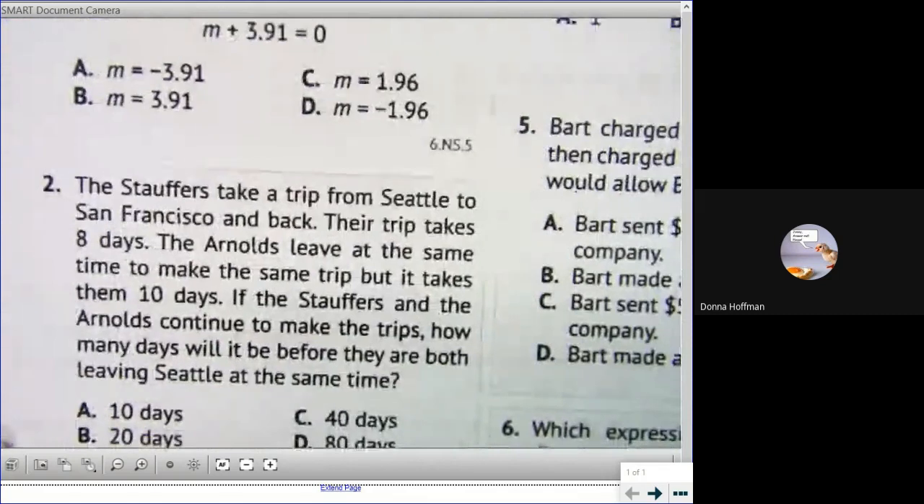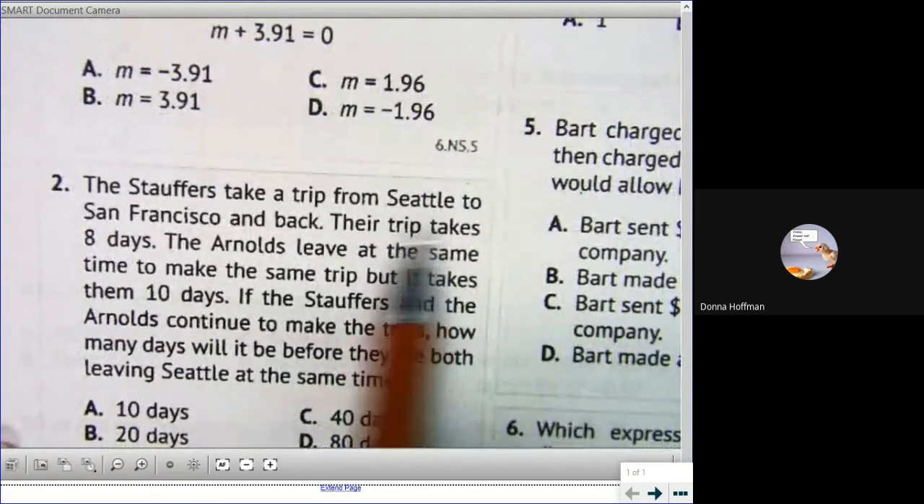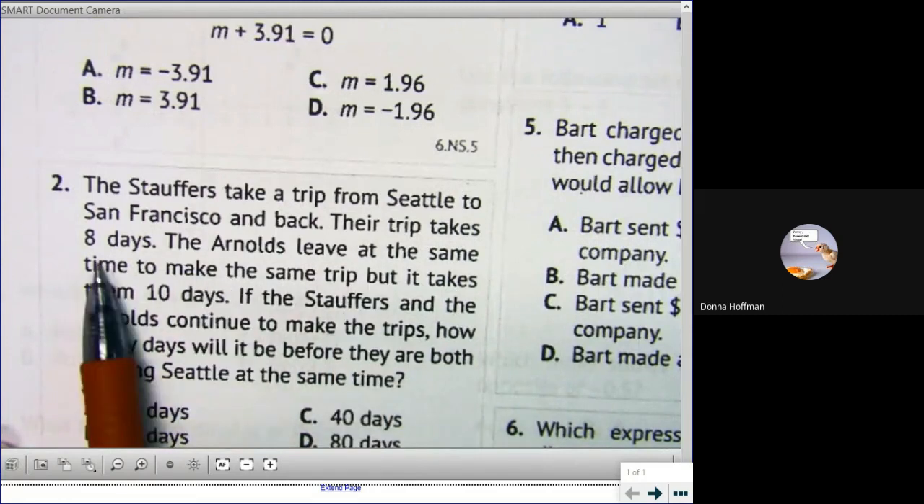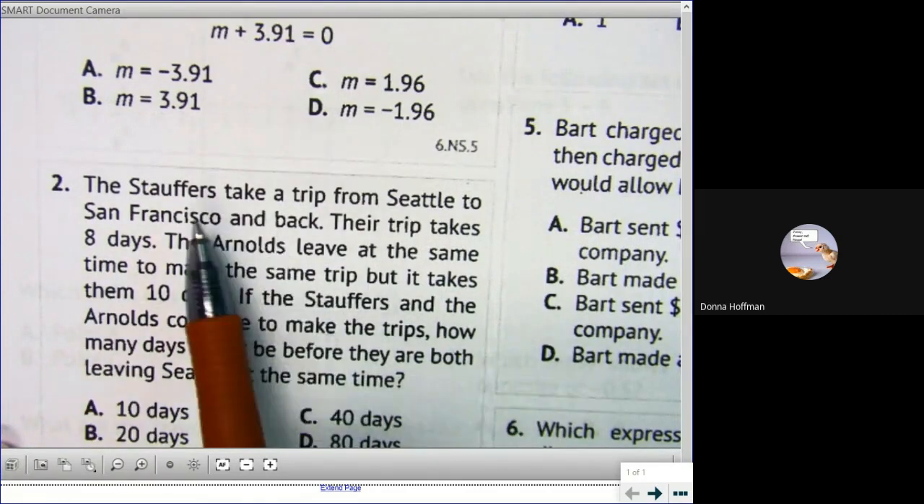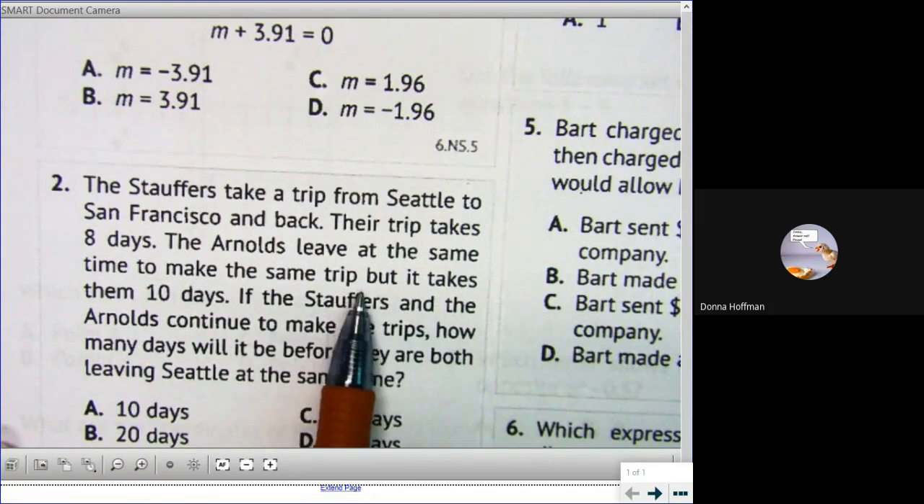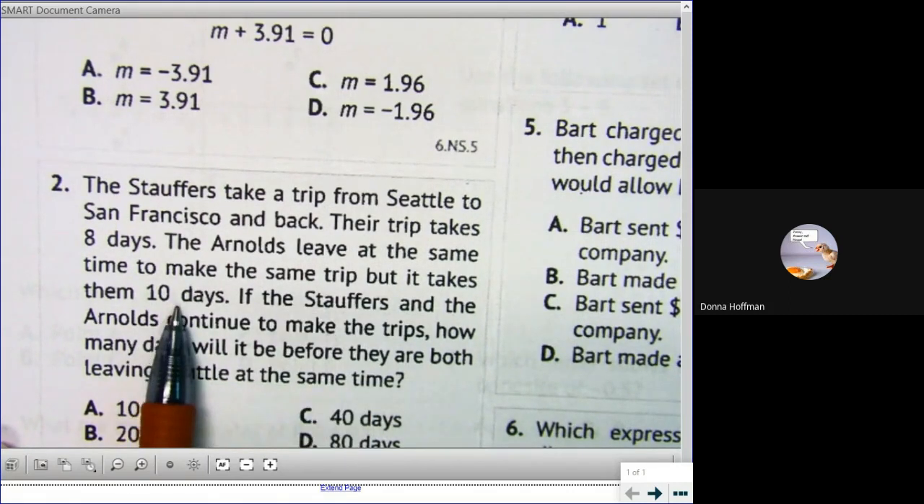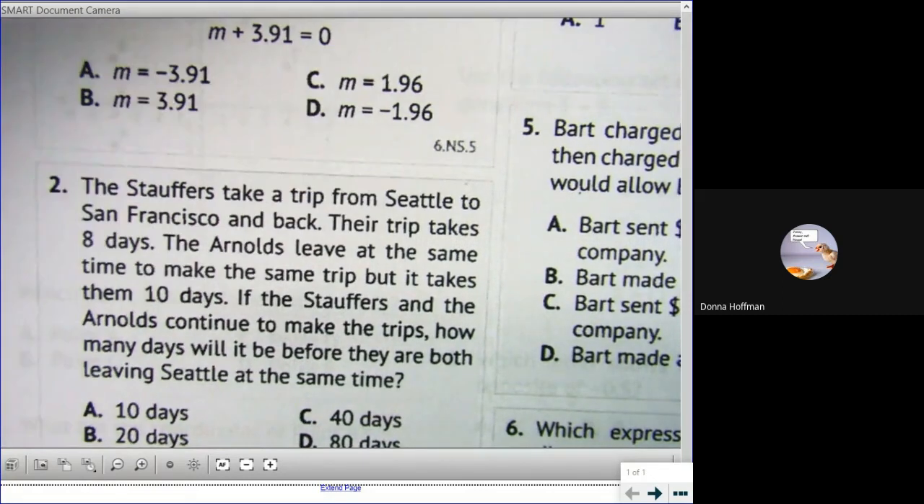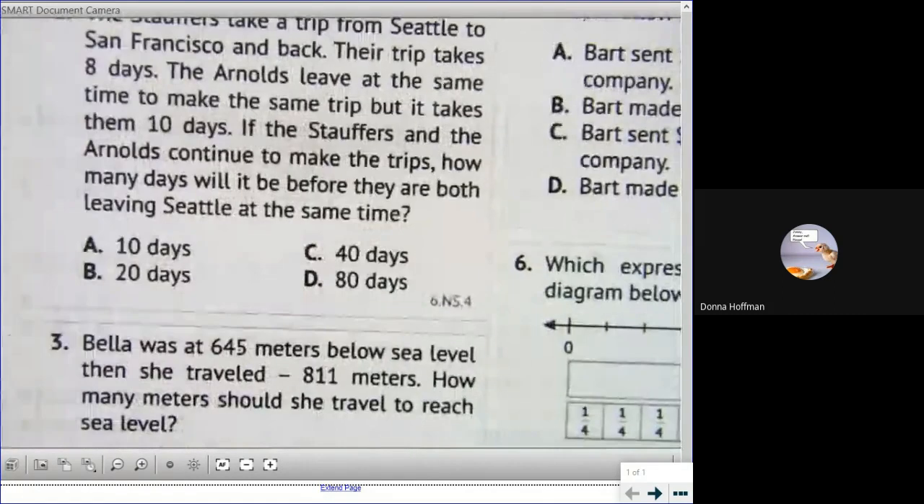Number 2, you're talking about making a trip from Seattle to San Francisco and back. And the trip takes 8 days for the Stofers. And then you have the Arnolds. They leave at the same time to make the same trip, but it takes them 10 days. If the Stofers and the Arnolds continue to make the trips, how many days will it be before they are both leaving Seattle at the same time? Anytime you have an event like this taking place, you are looking for the least common multiple.